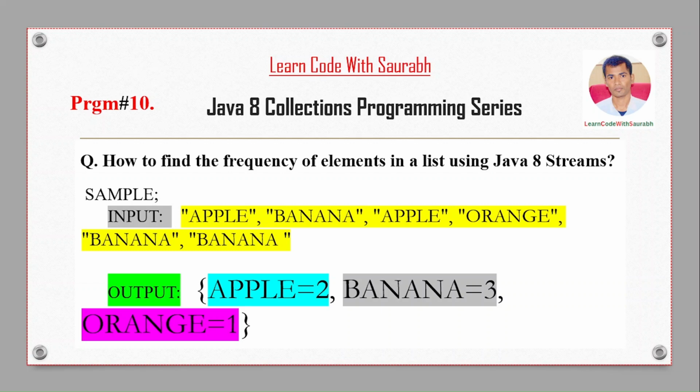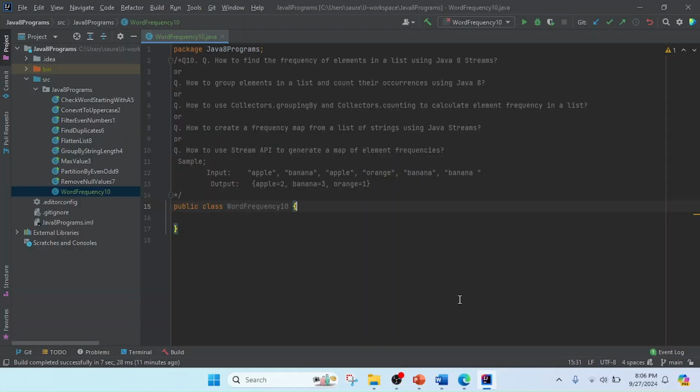I opened IntelliJ IDEA and here created a class WordFrequency10. 10 is nothing, just the programming number, and here I mentioned the question number, and here I'm giving some input and output. Now I will take the input as static, just for understanding, and the output will look like this.